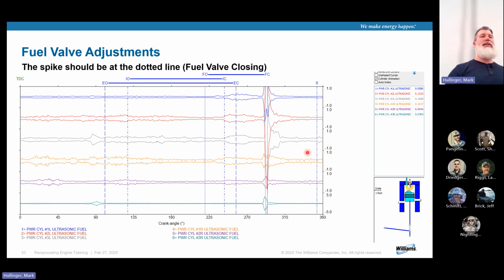So what does it say about the timing? Is it happening where it's supposed to be? This dotted line right here, for the most part. So it's happening pretty much where it's supposed to be. But if I'm having a hard time balancing, or I've got combustion problems, or I'm not starting, which fuel valves am I going to look at? Yeah. Okay.